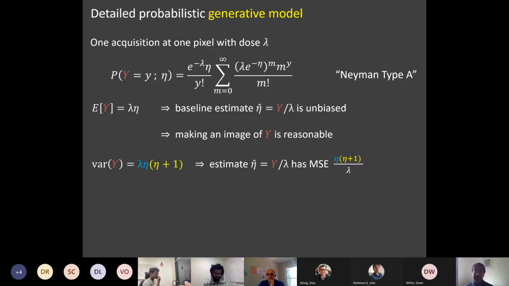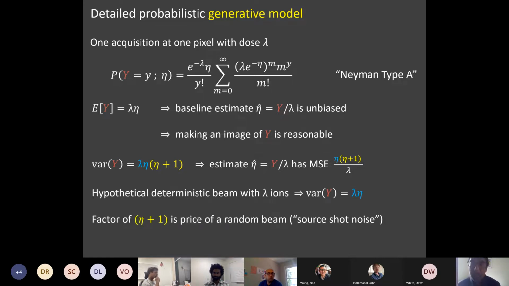The variance of y is lambda eta times eta plus 1. Because of that, the conventional estimate of y over lambda has a mean squared error as shown there. It makes sense that it's inversely proportional to lambda. As you increase the dose, you're allowing yourself to average over more observations. But remember that if you increase lambda too much, you're going to blast away the features that you're trying to image. So I don't want to think about reducing MSE by increasing lambda. I just want to consider lambda to be fixed, given to me by the dose limits, basically how fragile the sample is. And for whatever fixed lambda there is, I want to have the lowest MSE possible.